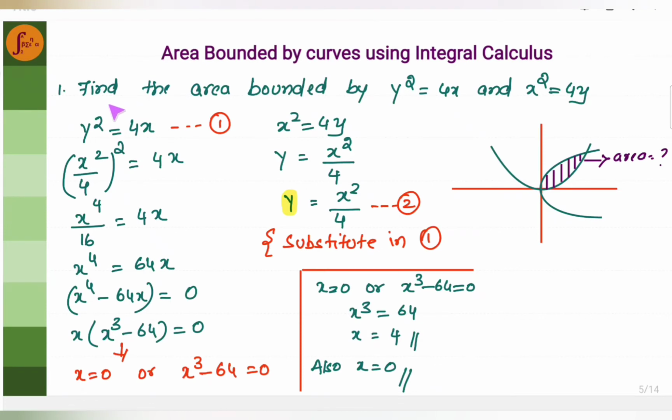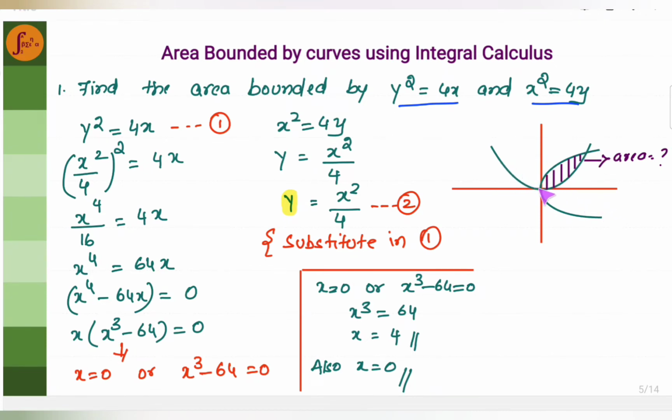So the first problem is: find the area bounded by y square is equal to 4x. So this equation represents a parabola, and another parabola. So you have two parabolas here. You will have to find the area bounded by these two parabolas. So it looks like this, right? One is a right-hand parabola and one is an upward parabola.